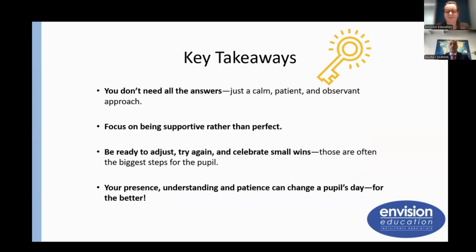You don't need all the answers, but having that calm, patient, and observant approach is going to definitely support you to become successful. Focus on being supportive rather than perfect. Being ready to adjust, try again, and celebrate those small wins. Those are often the biggest steps for the pupil. And your presence, understanding, and patience can really change a pupil's day for the better.